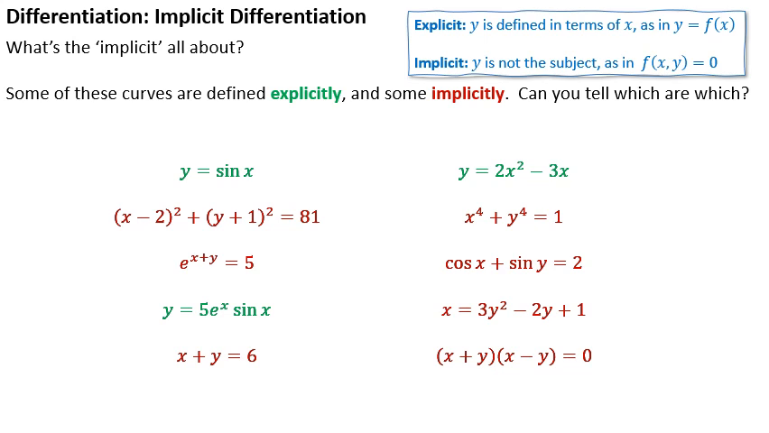So the best way to think of it is in terms of explicit is y in terms of x, and implicit is anything else. Now, a good example is when you have everything on the left-hand side and then an equals 0. That's quite a common way of writing implicit functions, but it's not the only way to write them. Anytime you've got mixtures of x's and y's where you don't have y equals something, you're dealing with an implicit equation.